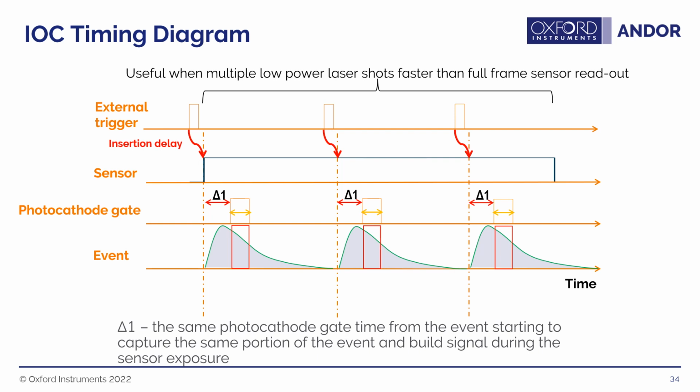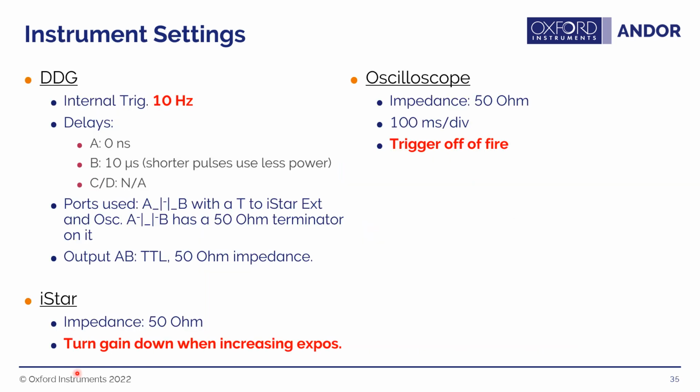And so yeah, again, I'm just repeating here, it's useful when multiple low power laser shots are faster than the full frame readout speed. So if you want to test this on your own setup in a way that you can visualize on your oscilloscope, in this case, I increased the repetition rate of the digital delay generator to 10 Hertz. Every time, turn down your gain, and then check the signal, and only then increase your gain.